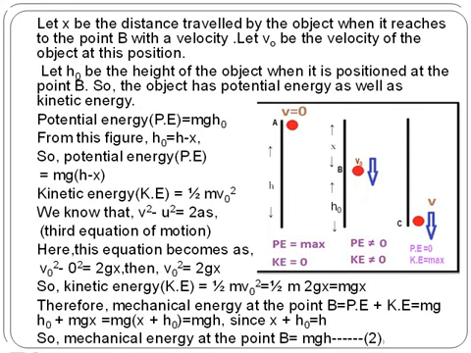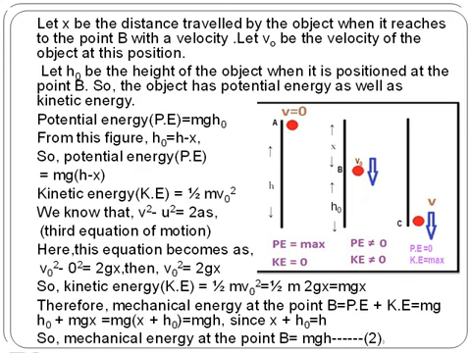So, what should be the change of the expression for kinetic energy at this point? The expression for kinetic energy Ke is changed as 1 by 2 m into 2gx is equal to mgx. In the place of v0 square, we have used 2gx.